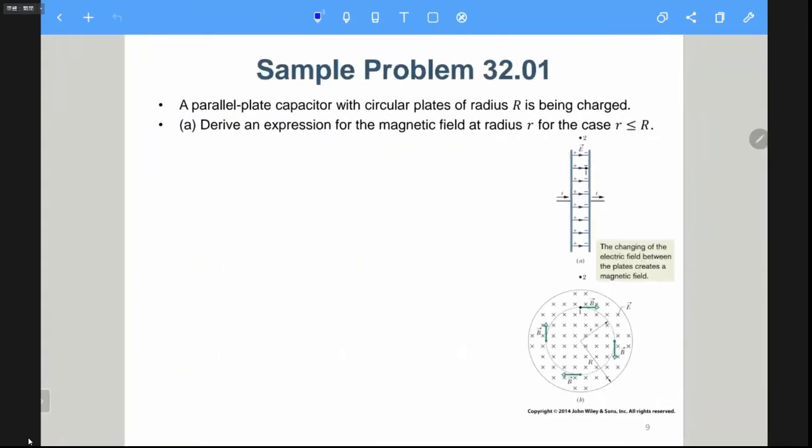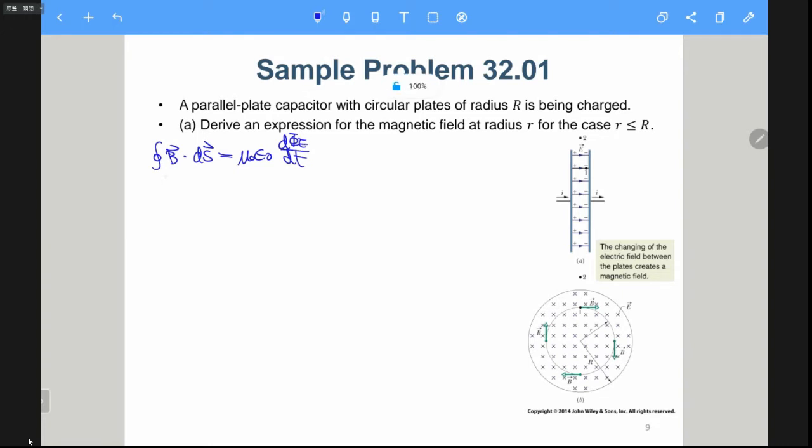Okay, so let's take a look at this sample problem. It says a parallel plate capacitor with circular plates of radius R is being charged. Derive the expression for the magnetic field at radius r for the case r is smaller than or equal to capital R. Okay, so here, using Maxwell's law, because we only have electric flux changing, we only use the Maxwell term. Actually, you can just write the whole Ampere-Maxwell law, and then you will find that mu naught I enclosed is 0. So we can just write the line integral of B dot ds equals mu naught epsilon naught d phi E by dt.